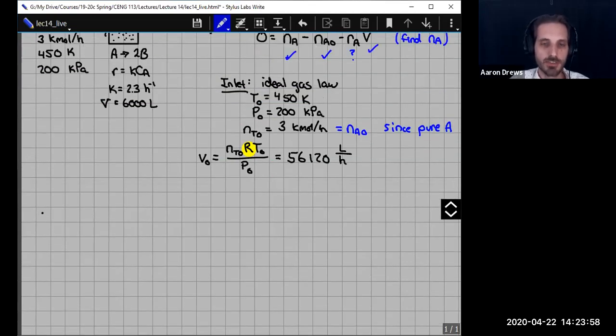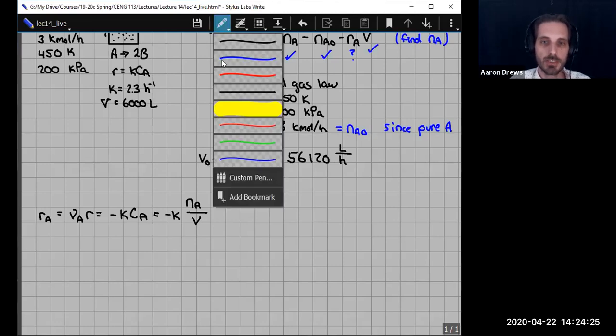Our rate law is usually where the nasty stuff comes in. So R sub A, we know, is going to be equal to the stoichiometric coefficient of A times R, which is -1 times R. It's an elementary reaction, so we're left with k C_A. The definition of C_A is moles of A leaving divided by the volumetric flow rate going out of the tank.